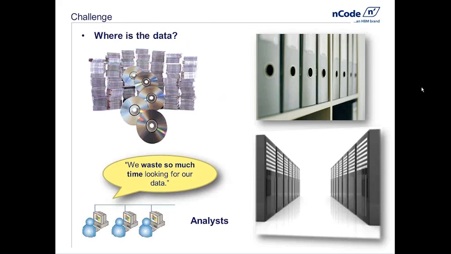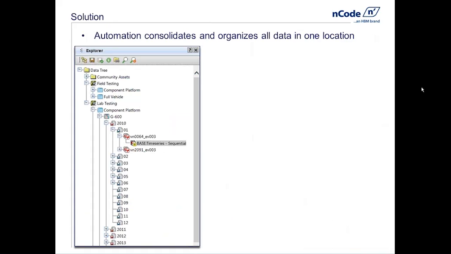So where's the data? It could be on CDs, it could be in folders, it could be in a mezzanine upstairs somewhere where data is stored away in a filing system, right? But ultimately, we find out that most of our customers, before they're customers of nCode Automation, are saying, we waste too much time looking for data. In the case when I used to collect data, I probably spent about 40% of my time looking for other people's data or delivering data to those people. So what is the solution for this?